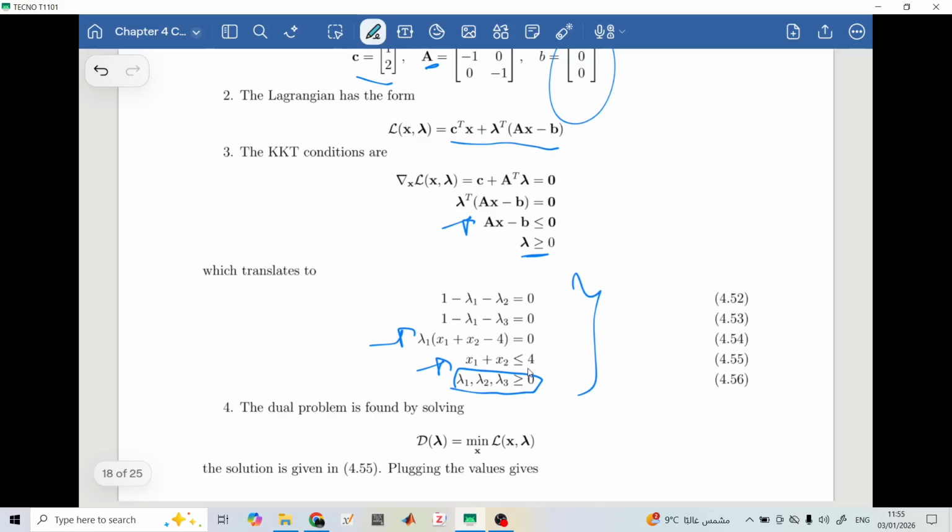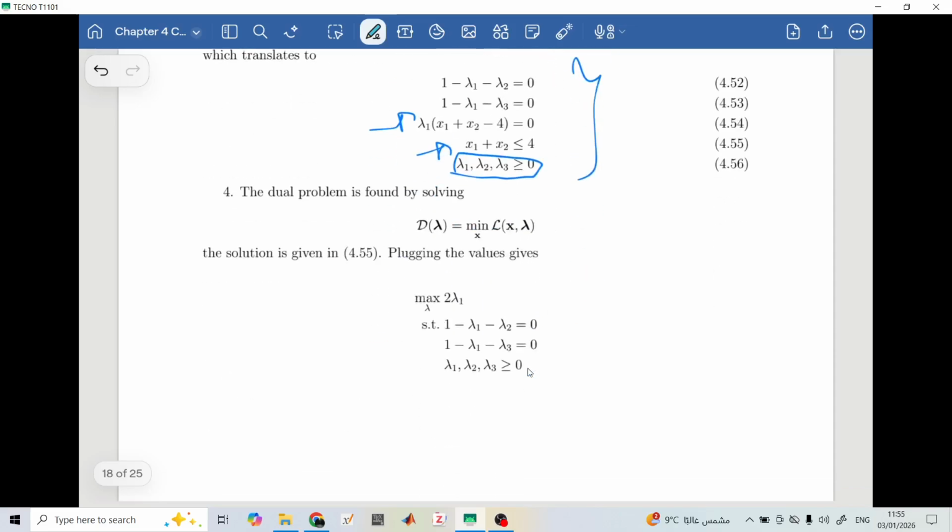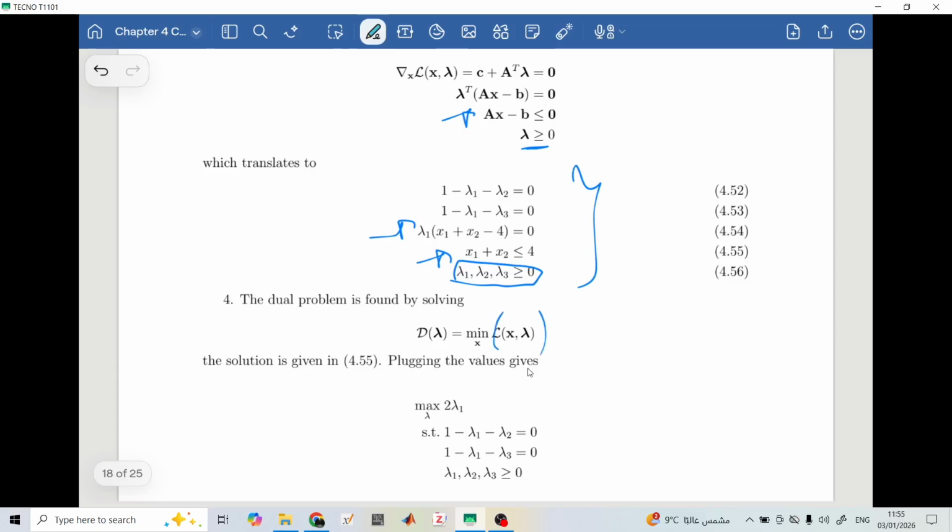If you note here, we have 2 primal variables x1 and x2, and 3 dual variables lambda 1, 2, and 3. So it's easier to solve the primal problem. This is the dual problem here. As we said earlier, how do you find the dual problem? You take the derivative with respect to x, and you solve.